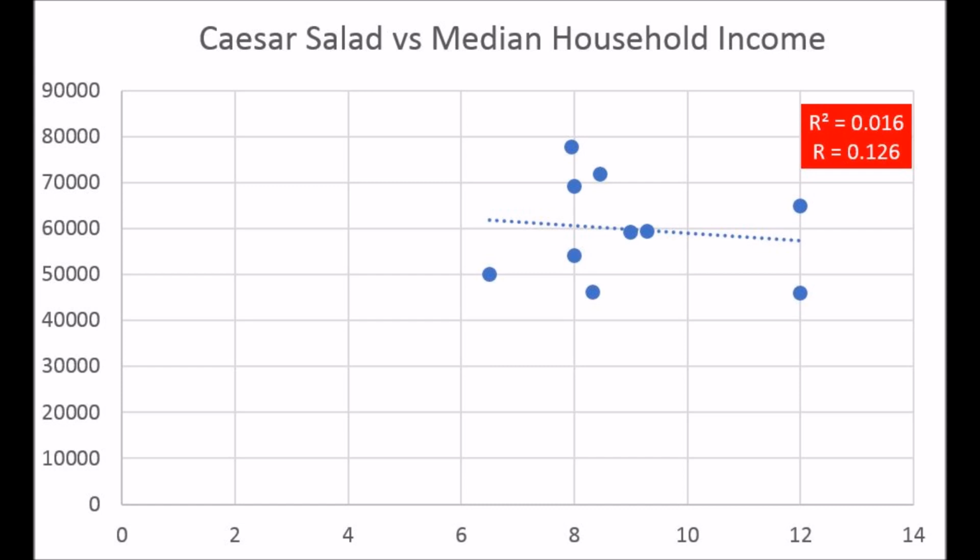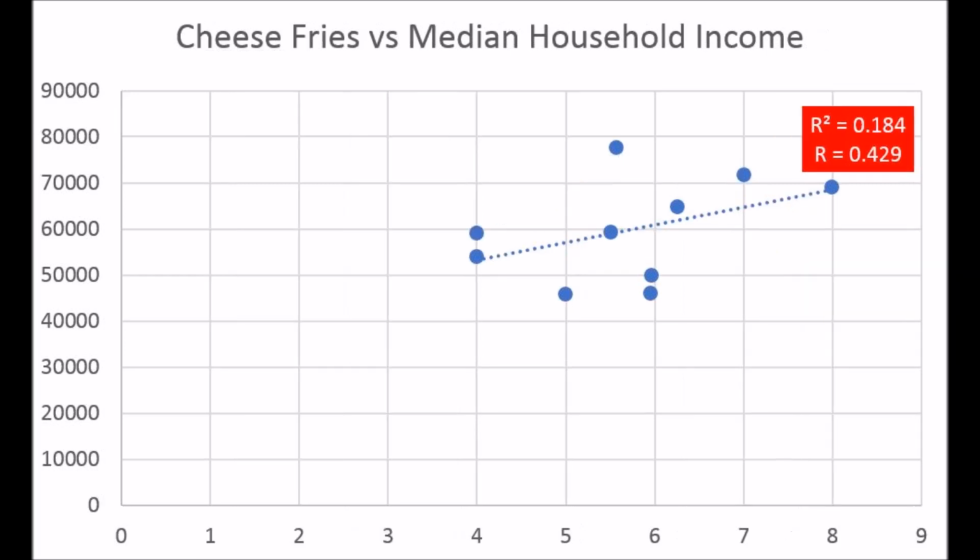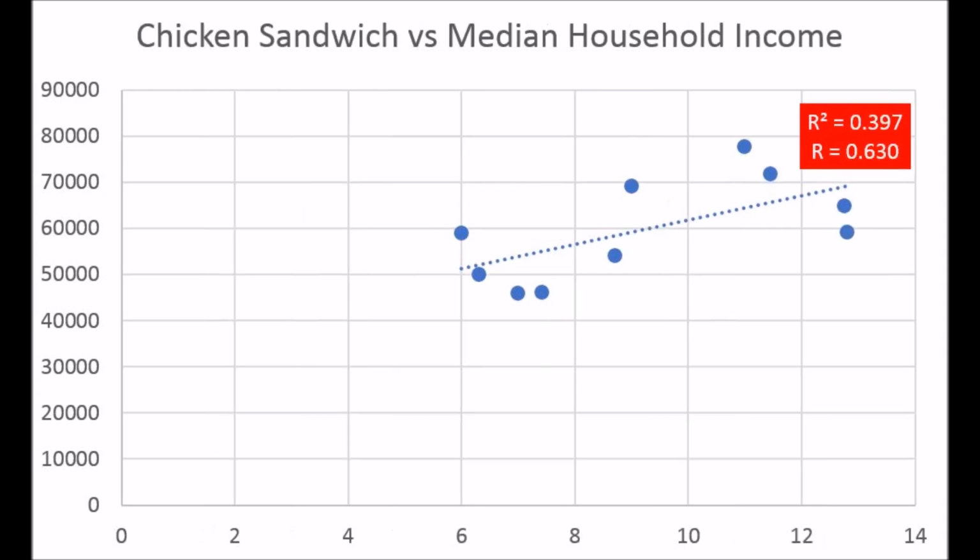Nothing impressive yet. Now moving on to cheese fries price versus median household income, we started to see an R value that's a little bit greater, 0.429 as the square root of 0.184. And 0.429 is right in the moderate correlation range. And we can see we have a nice positive slope over here. And finally, looking at the pièce de résistance, the chicken sandwich price versus median household income in the United States of America. R-squared value 0.397, R value of 0.630, rounded up from 0.629999999.